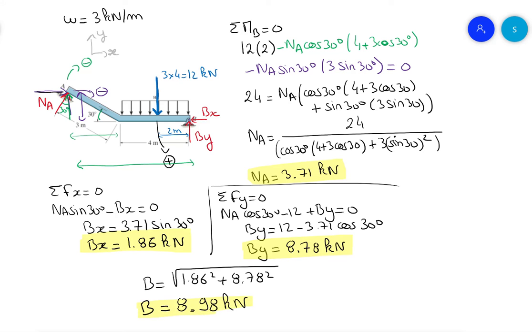Here we go. That's the magnitude of the force in the pin, inside the pin. So that's it for this little example with an easy distributed load and the forces of the reactions at the connections at A and B to find.